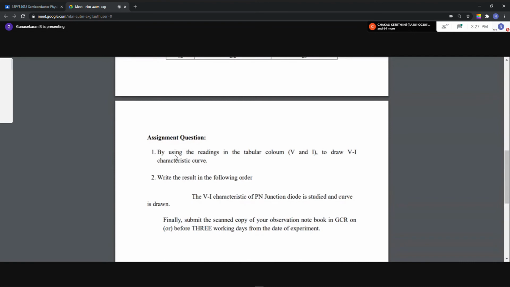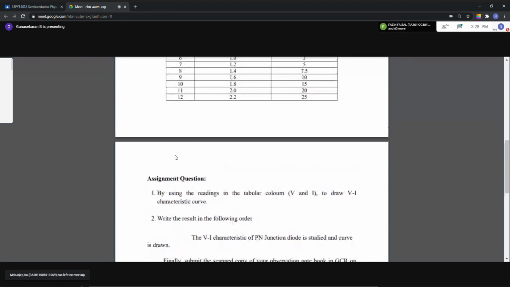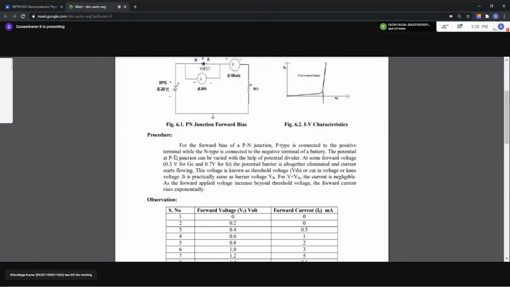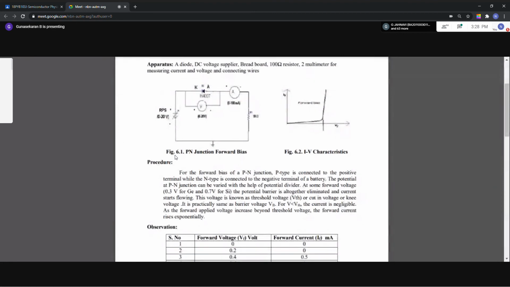Yes, sir. Compared to last week, this is a very, very simple experiment. Okay. See, last week was 4 graphs, but this week only 1 graph. So by using the V and I, the forward voltage and the forward current, you will draw the forward characterization curve. This curve. That's all. The experiment is over. Any doubts here? Any doubts?